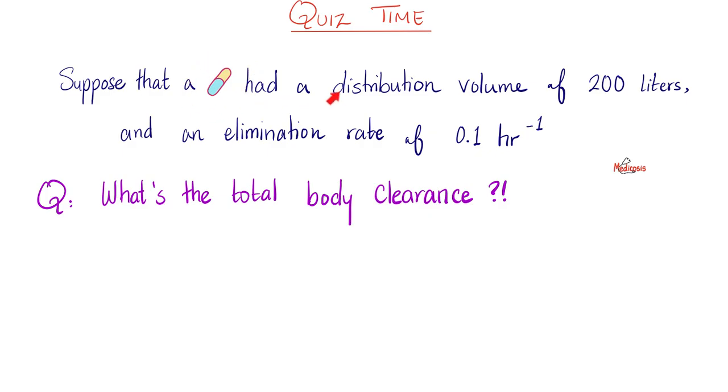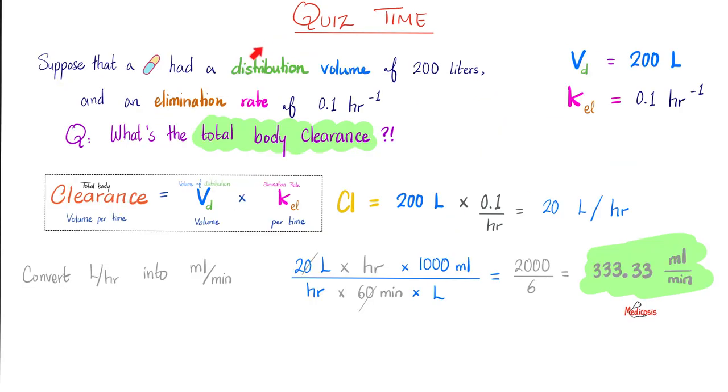Suppose that a drug has a distribution volume of 200 liters and an elimination rate of 0.1 hour to the power negative 1. What's the total body clearance? I already know that the volume of distribution is 200 and the K elimination is 0.1. Let's do the math. Total body clearance equals volume of distribution times the K elimination. So you get 20 liters per hour. We gotta convert liters per hour to ml per minute. Do the math. Here is the answer.